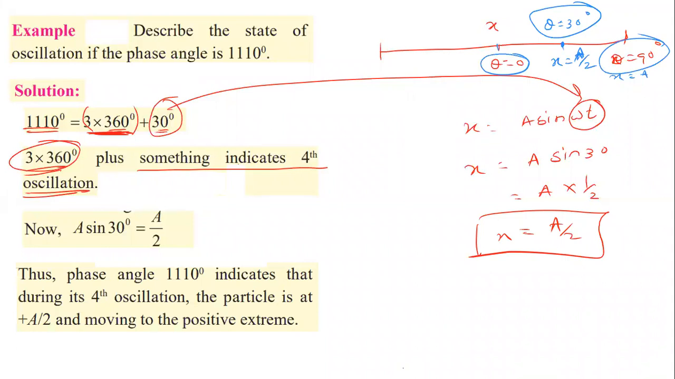Thus this phase angle of 1110 degree indicates that during its 4th oscillation the particle is at plus a by 2 and moving to the positive extreme, means it reached this position. You can see here, I will show it by a dot. So it reached the middle position, x is equal to a by 2.